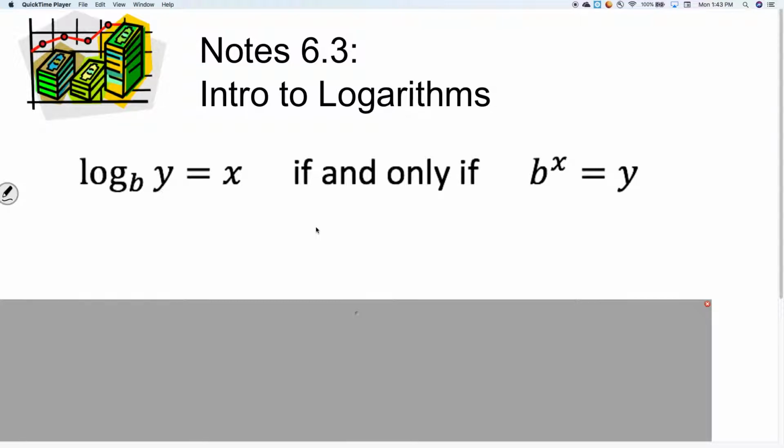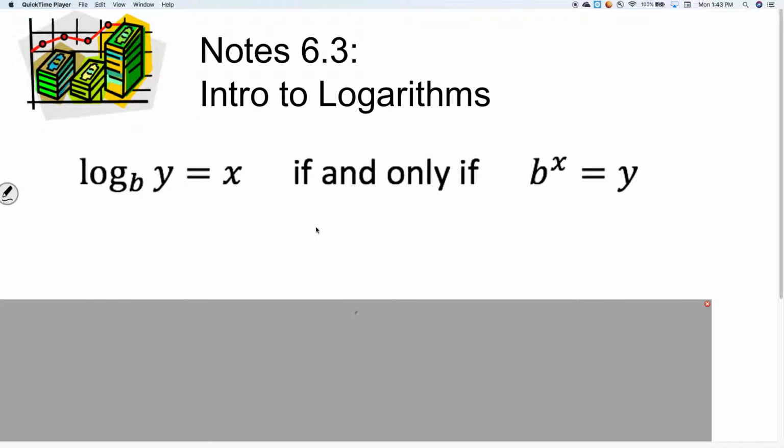Okay, here's the most important thing I can say about logs. A logarithm is really like a man-made thing. Mathematicians decided to write it like that so that we didn't have to write down all the words. You know how mathematicians are kind of lazy.